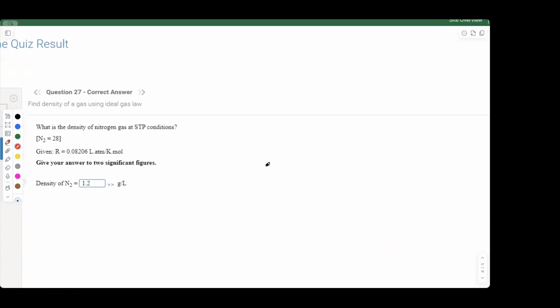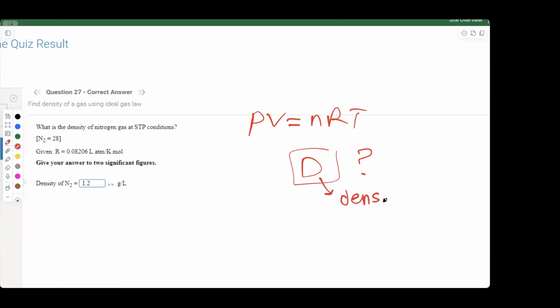The density of this one, again, PV is equal to nRT. How to find the D? Does anyone know the equation? What is D? M over V. Density. Mass over volume. PM is equal to DRT. Excellent. Then D is equal to PM over RT. Bravo.